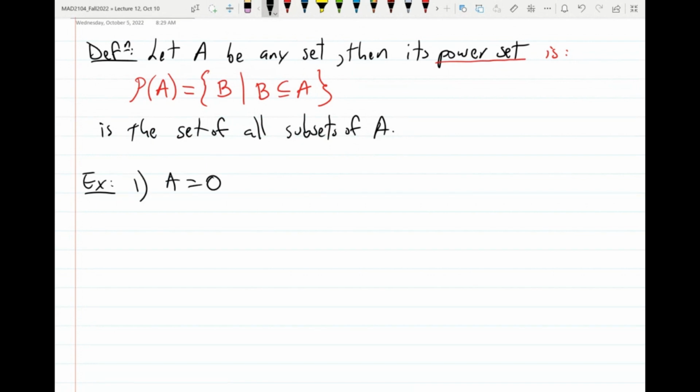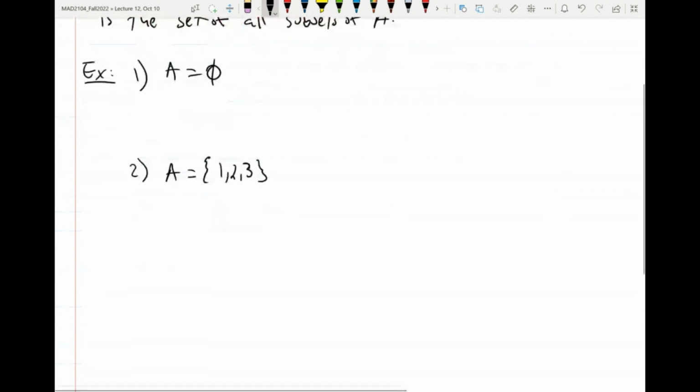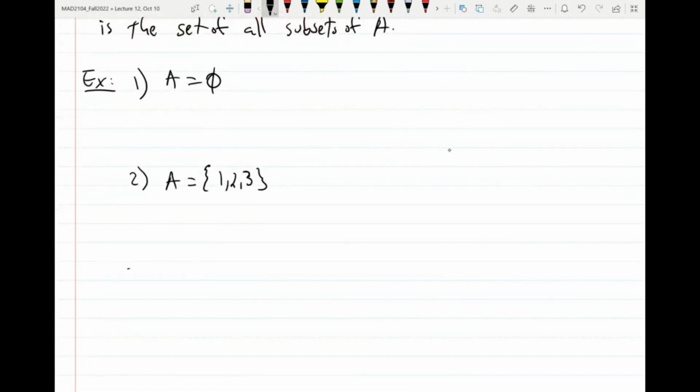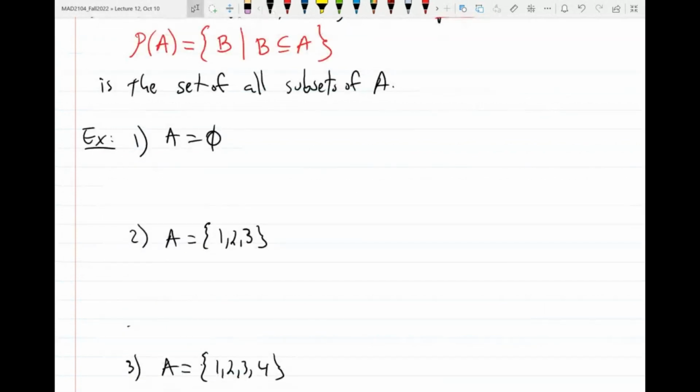Let's say the example with A equals the empty set. Let's compute its power set. Then let's compute the power set of the set 1, 2, 3. And then let's compute the power set of the set 1, 2, 3, 4. And then hopefully you will see something interesting happening here. All right, let's see. The empty set.